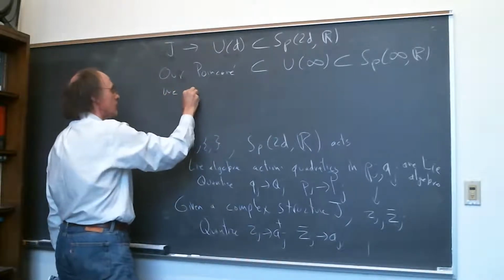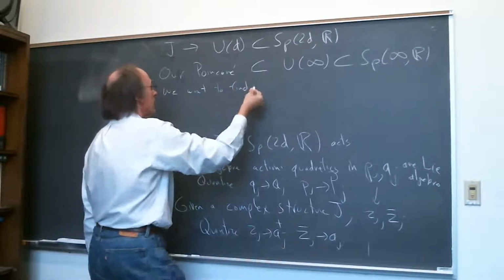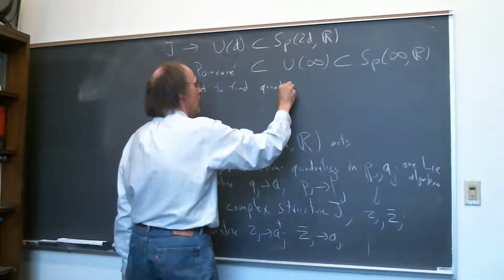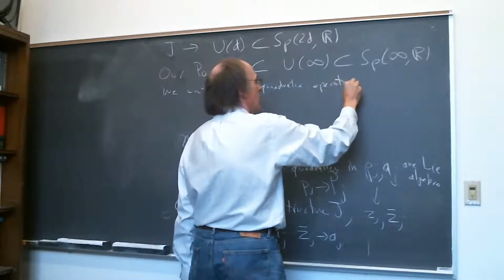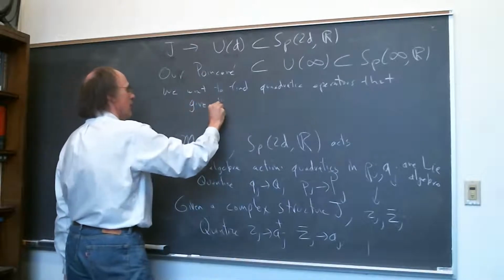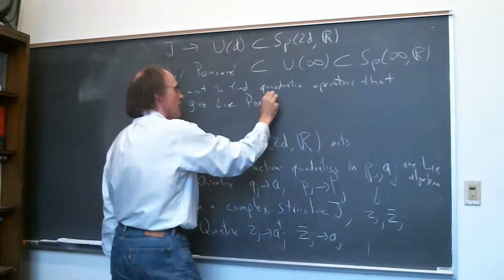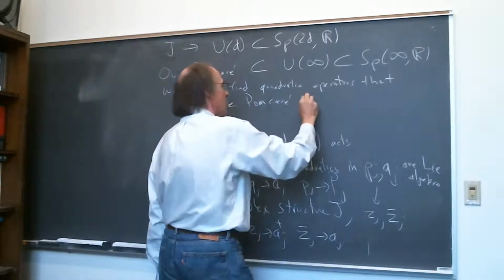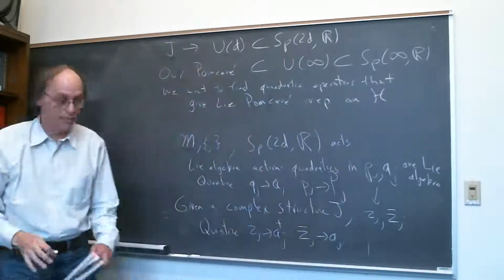So we want to find the quadratic operators that give the Lie algebra Poincare representation on the full Fock space.